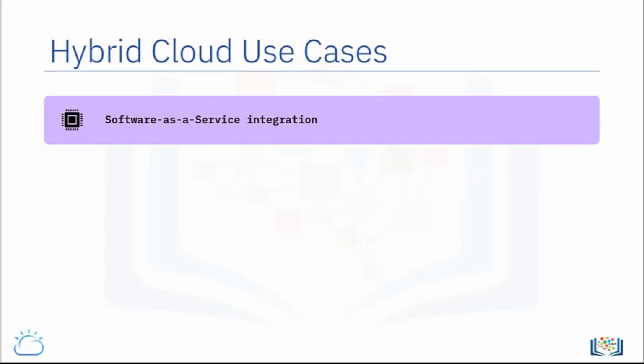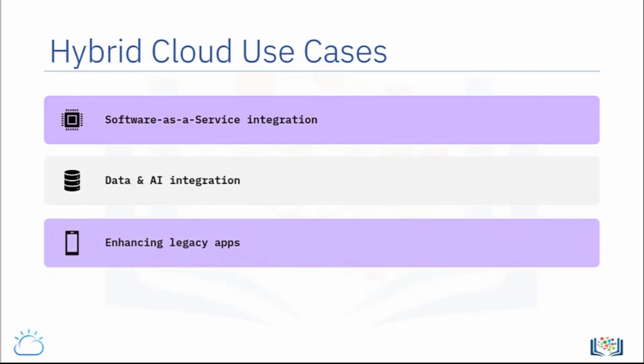Through hybrid integration, organizations are connecting software as a service applications available in the public cloud to their existing public cloud, private cloud, and traditional IT applications to deliver new solutions. Data and AI integration. Organizations today are creating richer and more personal experiences by combining new data sources on the public cloud, such as weather, social, the Internet of Things, CRM, and ERP, with existing data and analytics, machine learning, and AI capabilities.